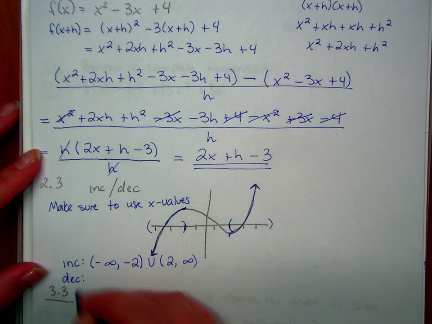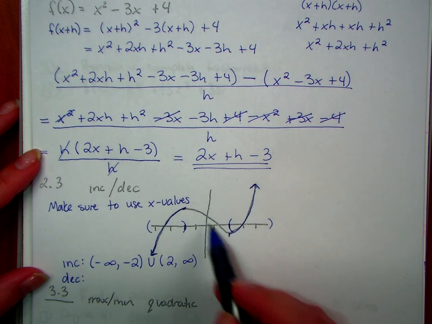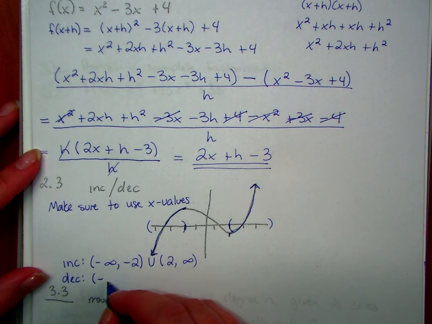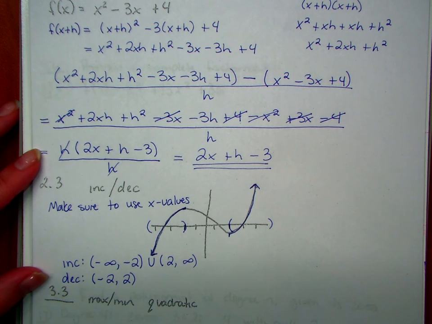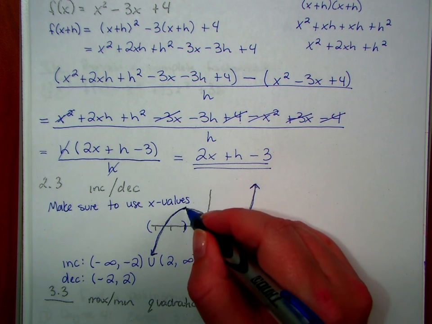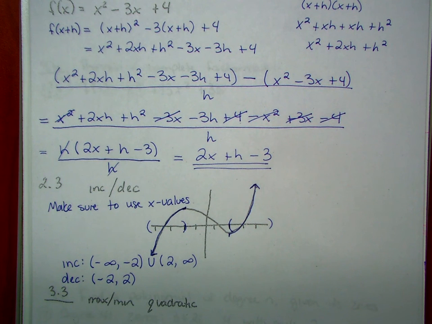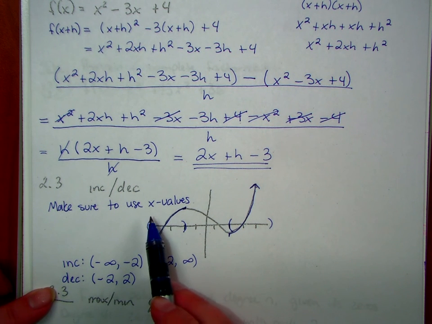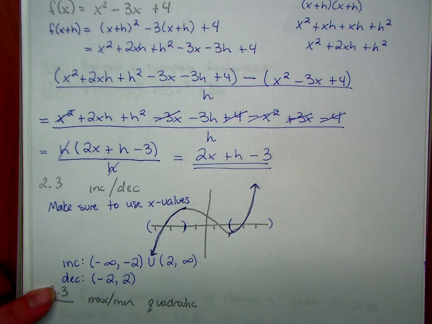Right? Where is this function decreasing? Here in the middle. Okay, it's decreasing from negative 2 to 2. And so we want to use x values only. And we always want to use parentheses, right? Because it's not decreasing at negative 2. It's decreasing just past negative 2 there. Okay. So this isn't meant to be difficult, but you do need to make sure you're only using x values and you're identifying the correct intervals. Those intervals should be least to greatest, okay, least to greatest.